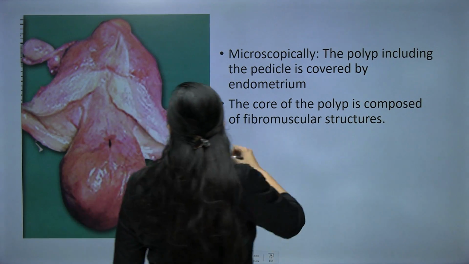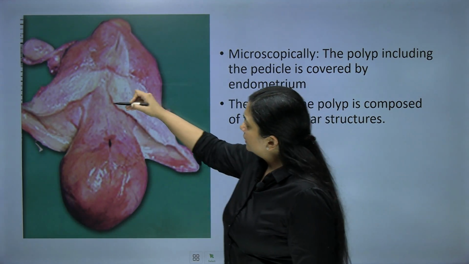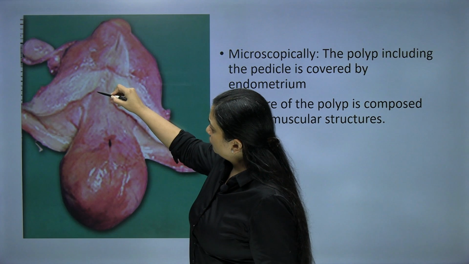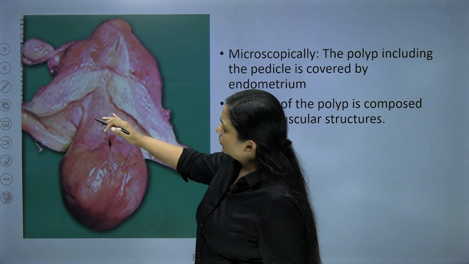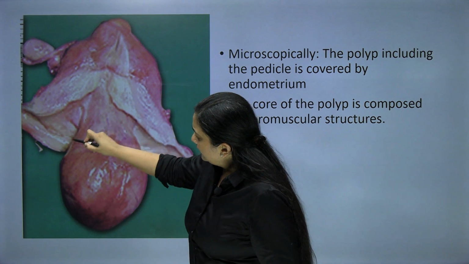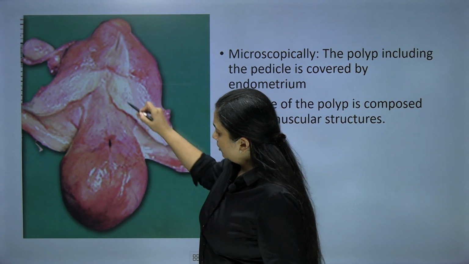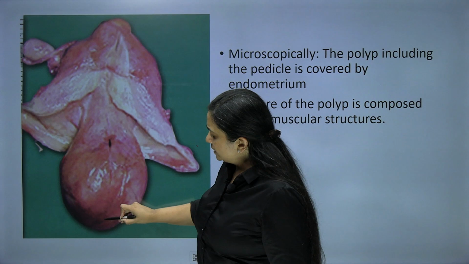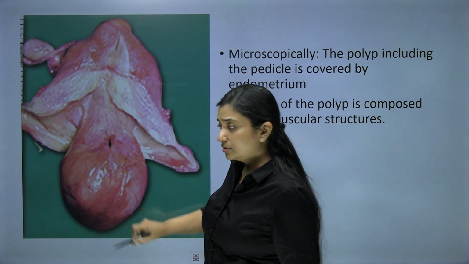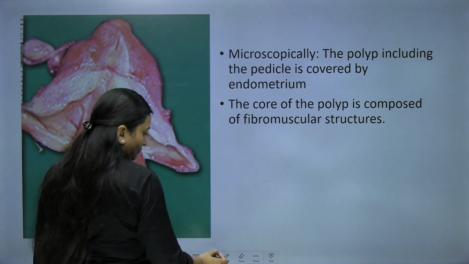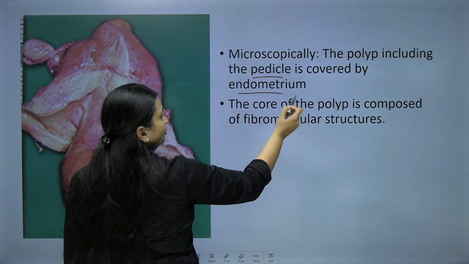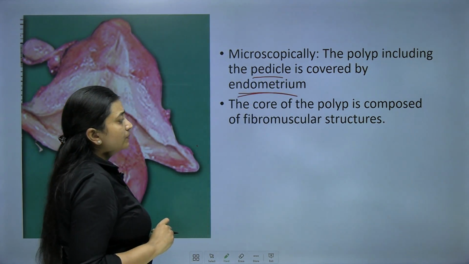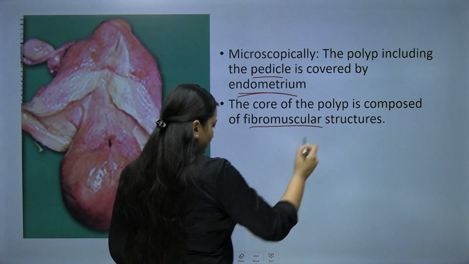See this picture, how beautifully it shows. Cut section. There is a fibroidal polyp, the base is attached to the posterior wall. We have cut open the anterior wall and you can see a big fibroidal polyp, and just notice the tip. It is hemorrhaged, it is necrosed, right? Microscopically, the polyp including the pedicle is covered by endometrium. The core of the polyp is composed of fibromuscular structures.